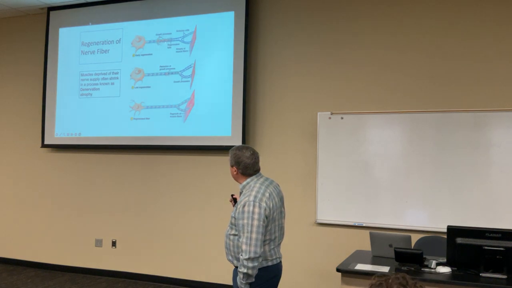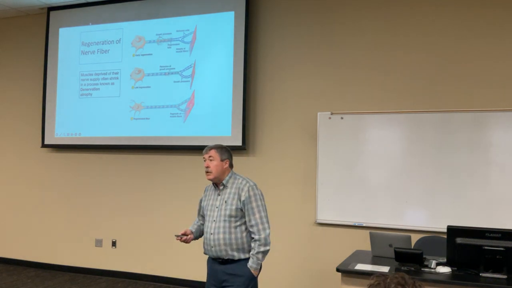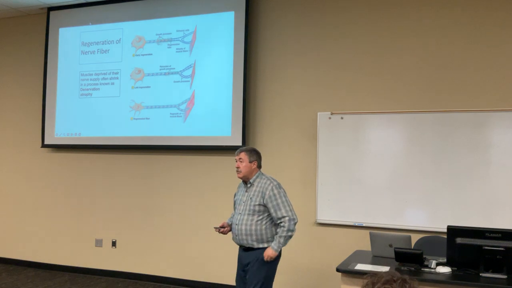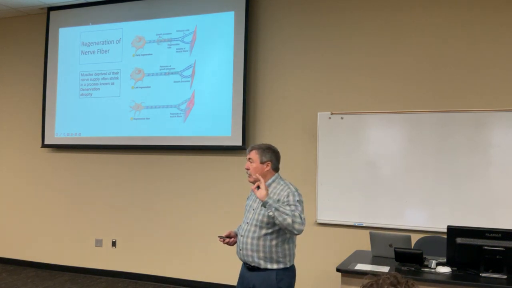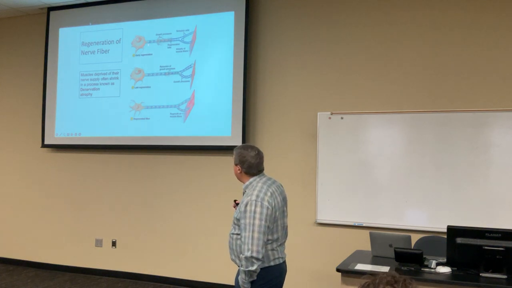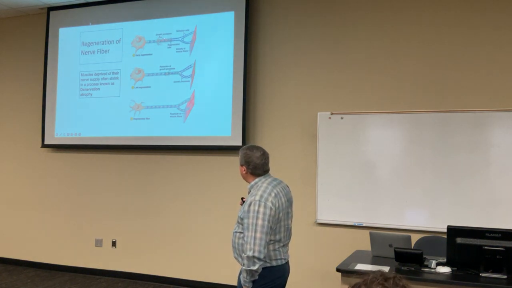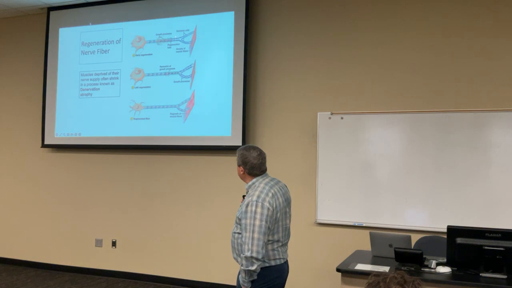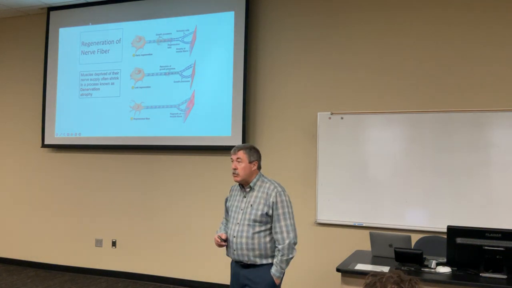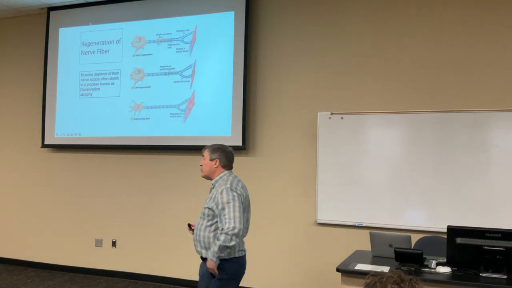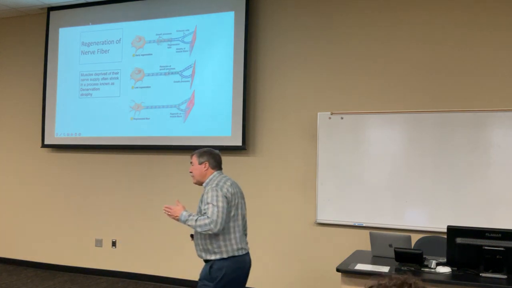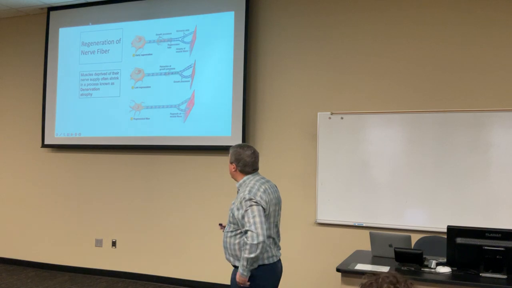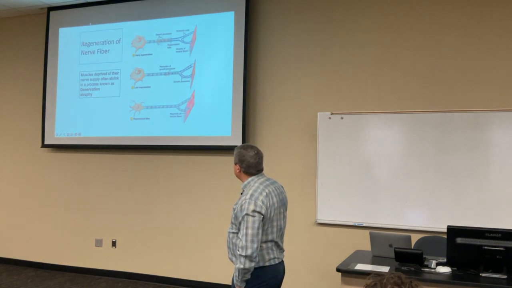Eventually, one of those branches starts growing down the middle of that neural lemma, that sheath that is made up of the Schwann cells and the endoneurium. And this neural lemma then functions as what's called a regeneration tube. So it's sort of a guide that guides that new branch back towards the muscle fiber.